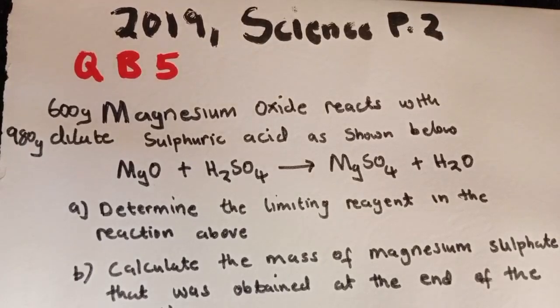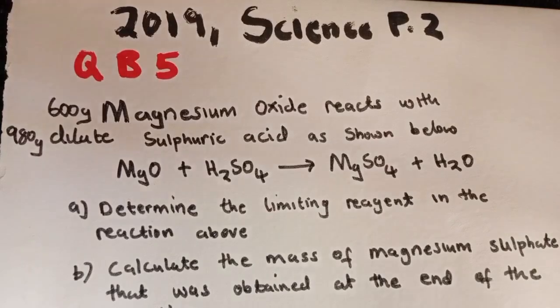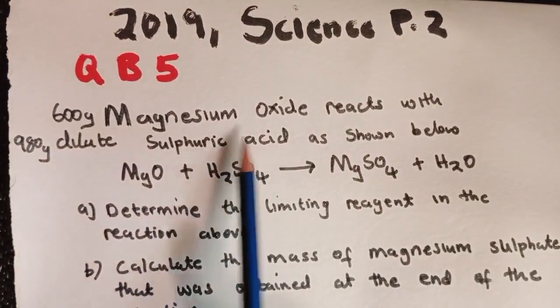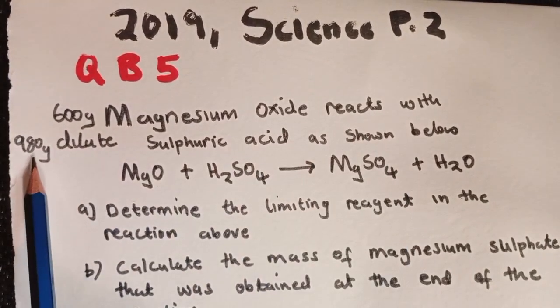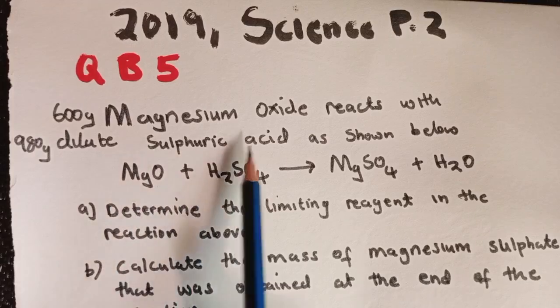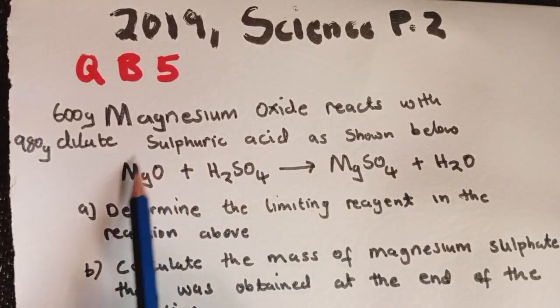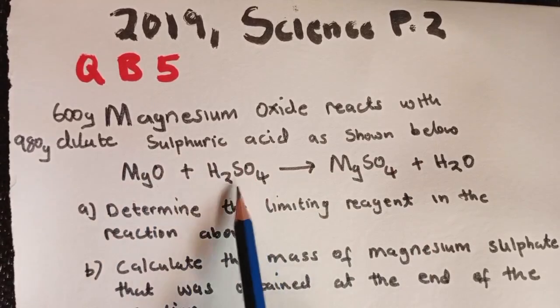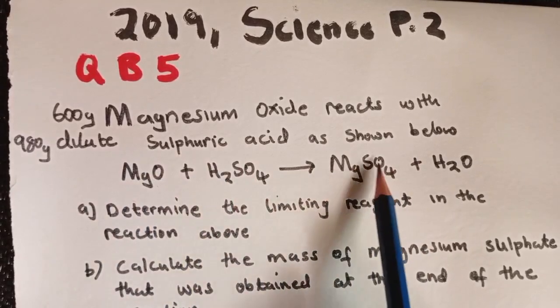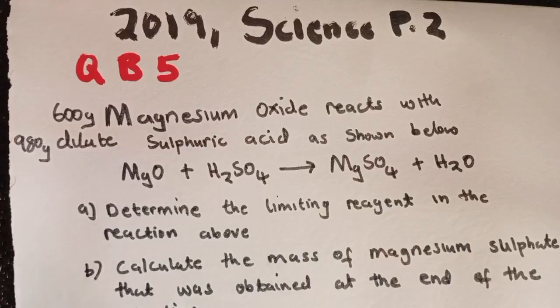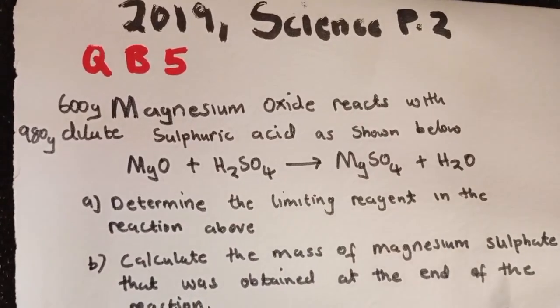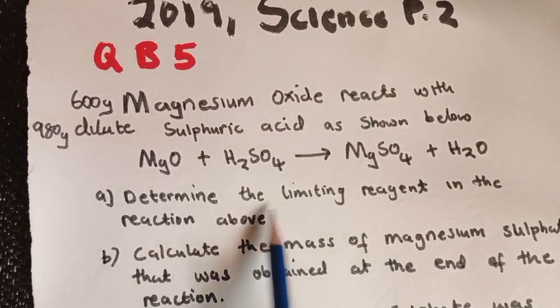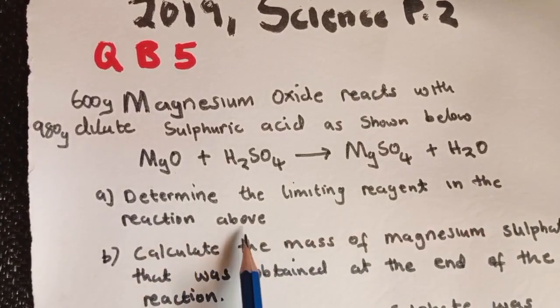In this particular video, I have a question from 2019, which is Science Paper 2, and this is question B. According to the question, we are told that 600 grams of magnesium oxide reacts with 980 grams of dilute sulfuric acid as shown below. You have magnesium oxide and dilute sulfuric acid. This gives us magnesium sulfate and water. The first question says: determine the limiting reagent in the reaction above.